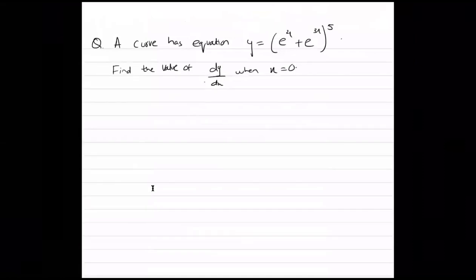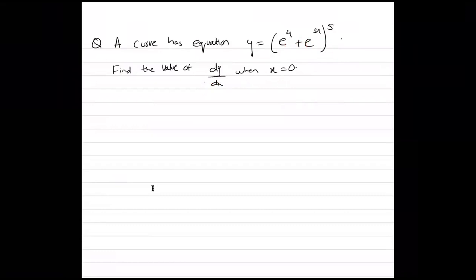A curve has an equation y equals (e to the power of 2x plus e to the power of 3x) to the power of 5. Find the value of dy by dx when x is 0. Would you agree that these two can't be added up, or you cannot write e to the power of 5x? Is this very clear? You can't add these two, right? Yes. Okay. You need to find the value of dy by dx when x is 0.